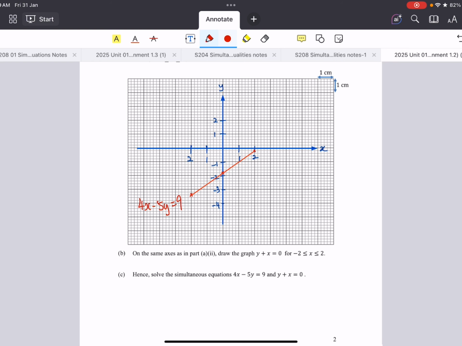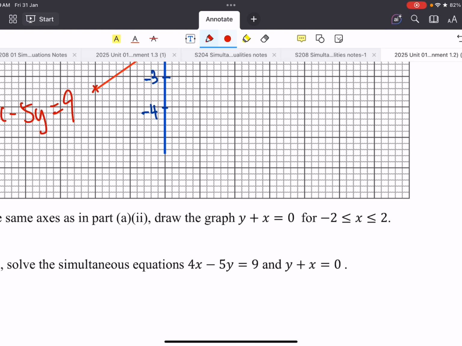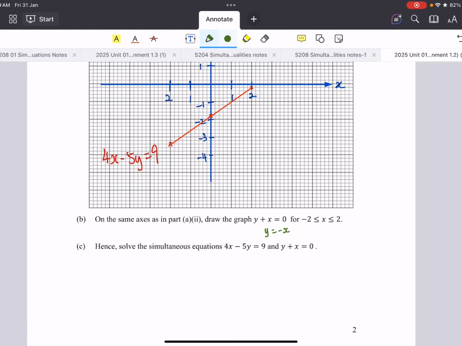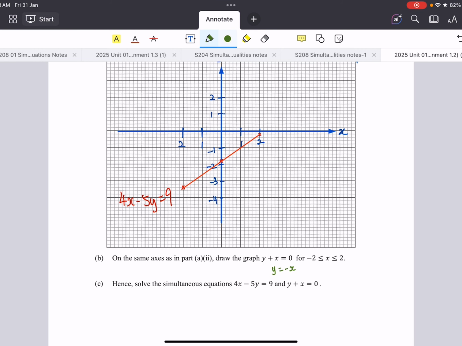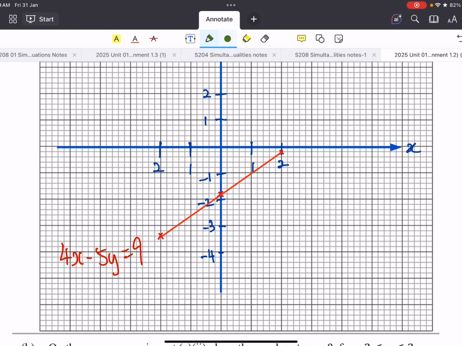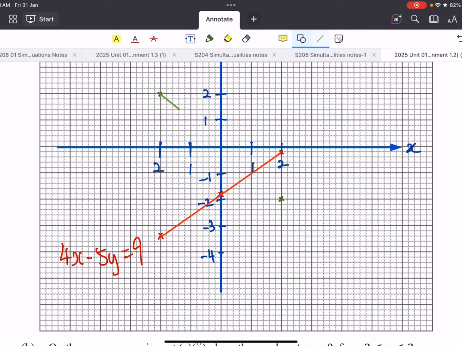Now on the same axis, we want to draw the graph x plus y equals 0, right? So let's choose a different color to differentiate this. This means y equals negative x. This is an easy graph to draw, so we're just going to connect 2 points. Green, let's see, let's mark out this point over here, mark out this point over here, and just join together, line, green this time around.